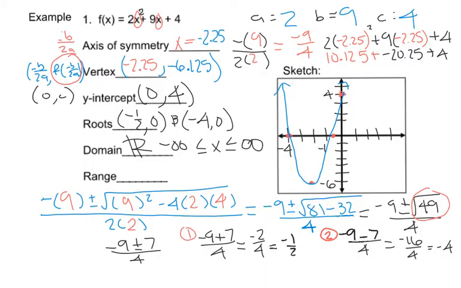Now the range does have a limit. Our range, the lowest it goes is that negative 6.125, because I'm getting that from my vertex. So that's less than or equal to y, because notice it's a closed circle there, which is then less than or equal to. Going up, though, it goes forever, so it'd be to positive infinity. All right, so that would be our range for this graph.